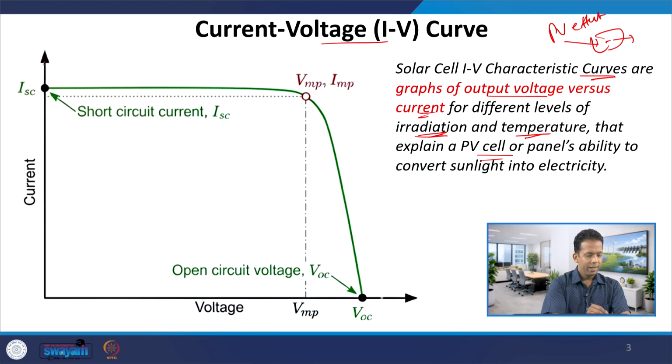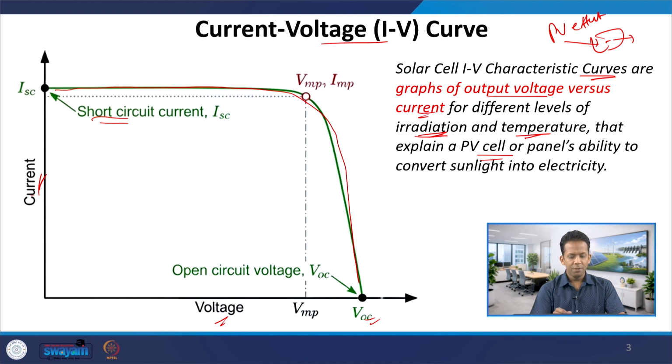On the y-axis we have current, on the x-axis voltage, and this is a typical IV curve for a PV cell. The maximum value of the current that can be obtained is called the short circuit current. This is the current when the two terminals are shorted with each other, so at that point the maximum current can flow through the circuit. And open circuit voltage is the maximum voltage which the system has when the circuit is open, when the terminals are not connected to each other.